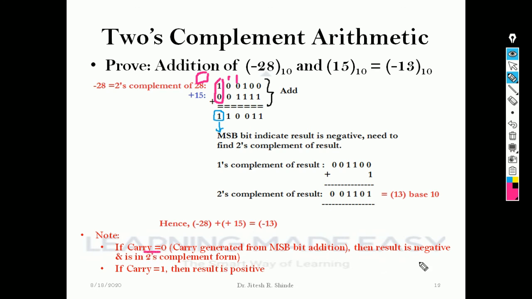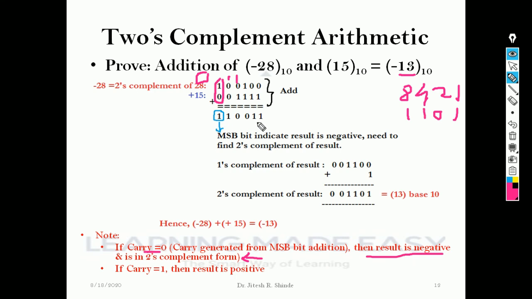This means that the result is negative, in 2's complement form. The result will not give us the exact magnitude. What result are we expecting here? 13. Are we getting 13? The representation of 13 using 8421 code is 8 plus 4 plus 1, which is 1101. Are we getting 1101 here? No, we are getting 110011.